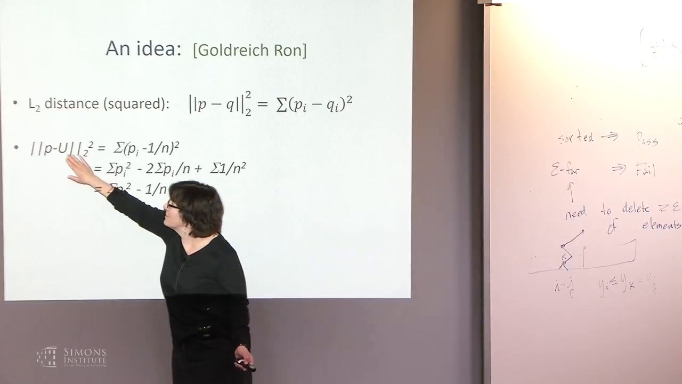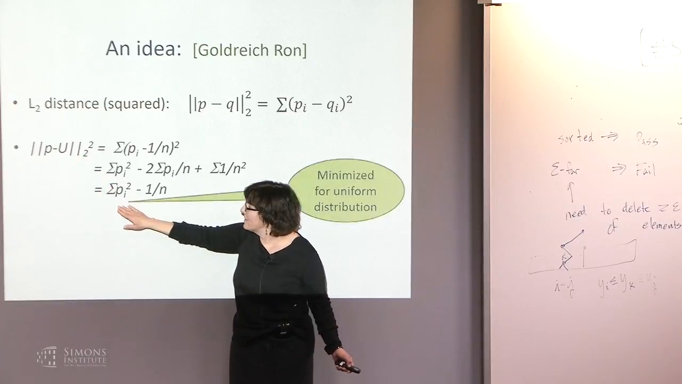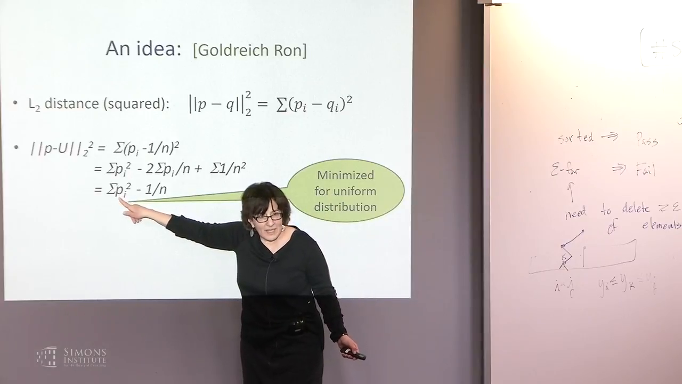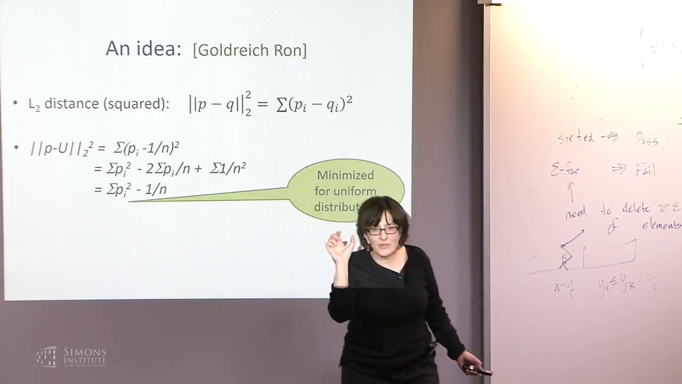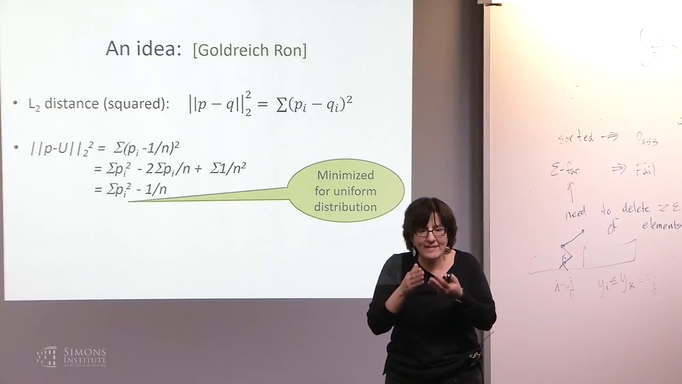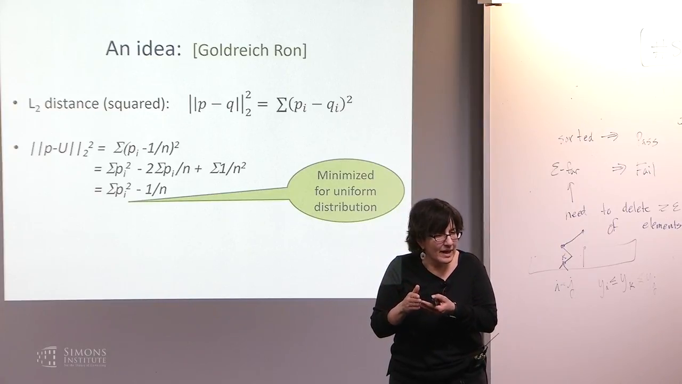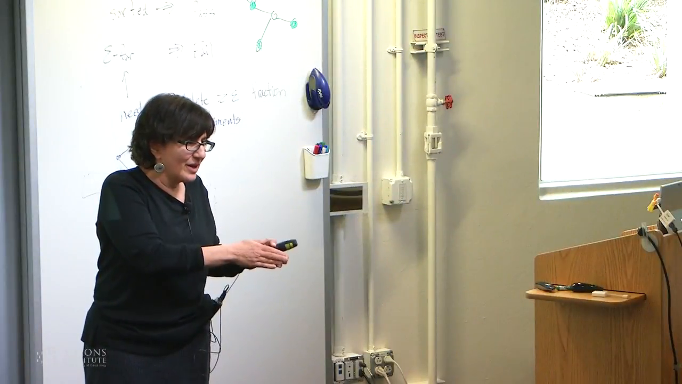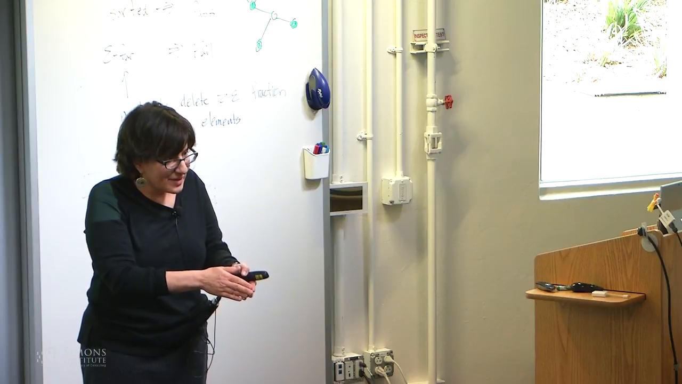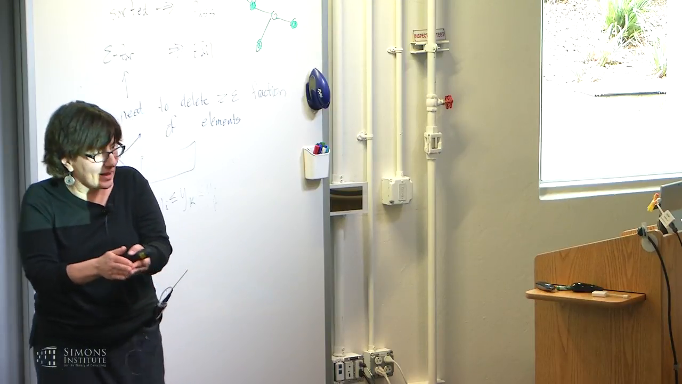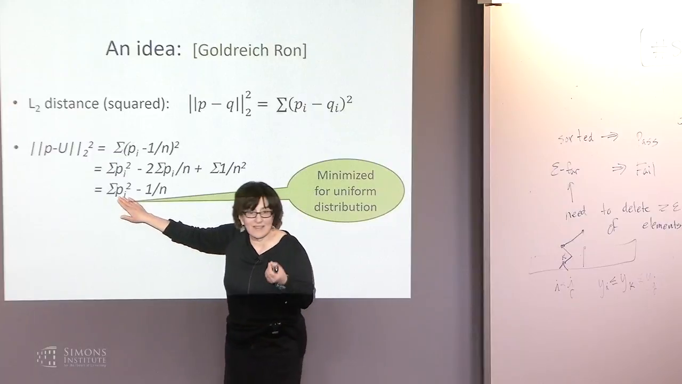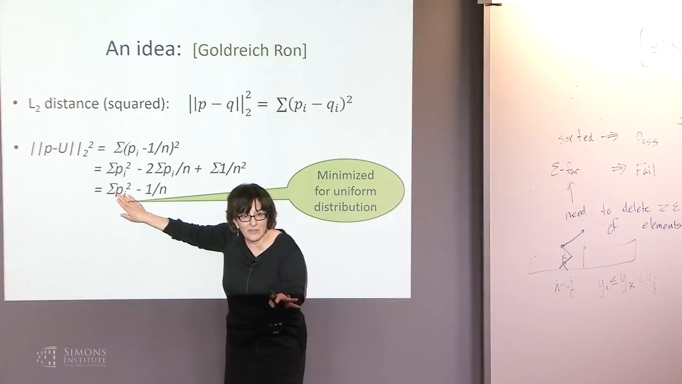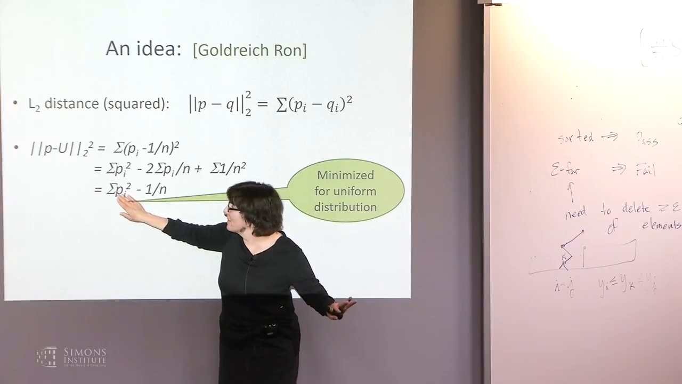All right, so I have this L2 squared distance from uniform, and now I've written it as the collision probability of P. That's exactly the probability that I take two samples from P and I get the same thing both times. So either both samples are domain element 1, or both are domain element 2, or both are domain element 3, and so on. I get the same thing twice. That's the collision probability. It's exactly sum p_i squared. So this is a known thing that people like to work with.